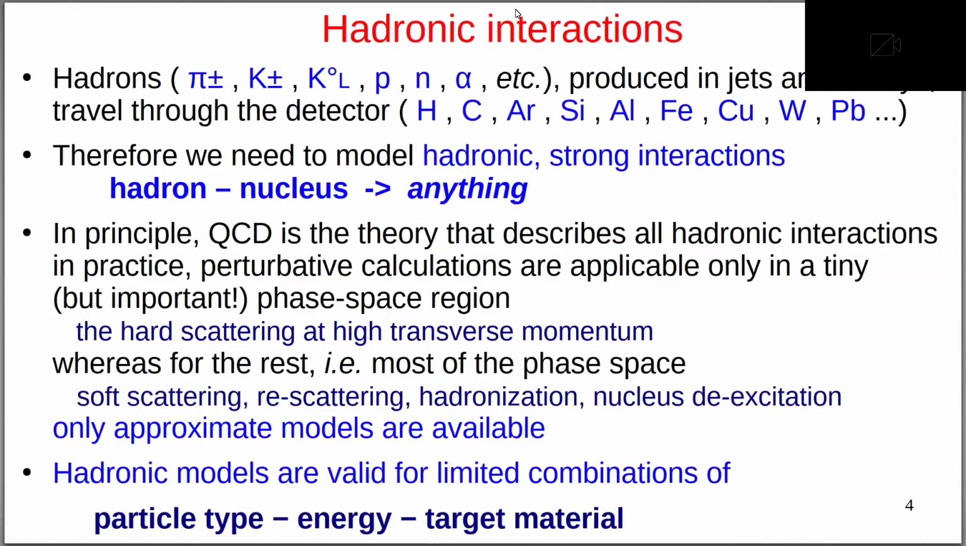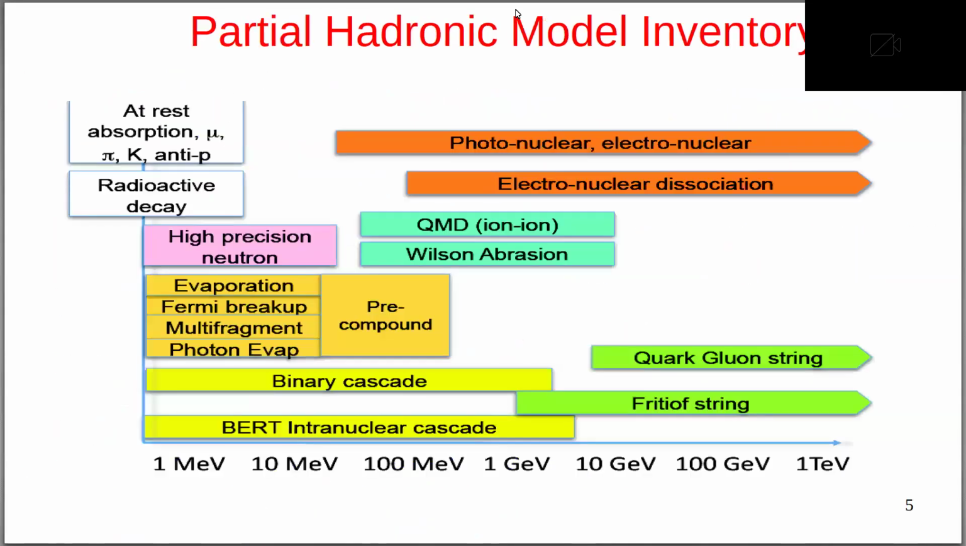We have seen that in order to model hadronic interaction, we cannot use the underlying theory, although it's well known as QCD, but we have to rely on models, hadronic models. And we need several of them because they are based on different approximations, different ideas. In particular, the energy range where these hadronic models are actually used is important.